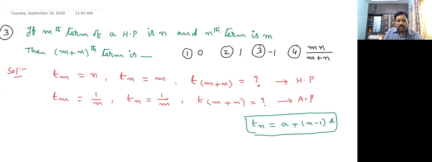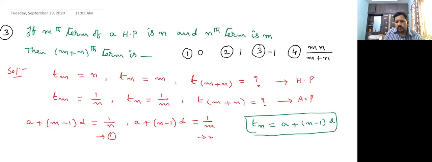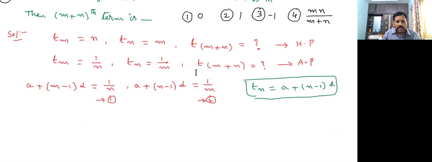Okay. Now Tm given. Tm means what we have to write? a plus m minus 1 into d, that is equal to 1 by n. Same like that Tn, that is a plus n minus 1 into d, that is equal to 1 by m. This is 1, this is 2. Solve these two equations, we get a value and d value. Then we will find easily Tm plus n.